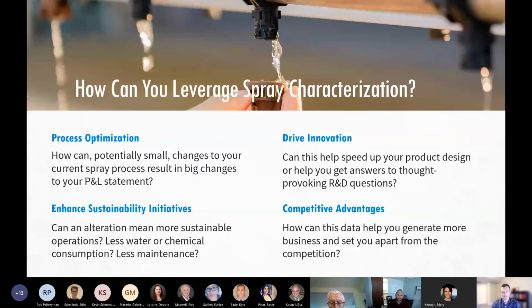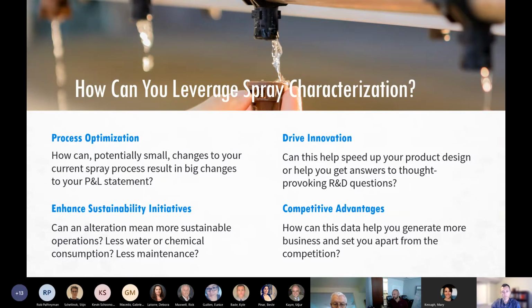Another aspect for that spray characterization is the enhanced sustainability initiatives. Many companies are looking to be as fruitful as they can with all the resources they've been given. And Spraying Systems' vision is to make sure that every drop counts. That's a very simple vision, but one that leads to that sustainability piece and ensuring that you have the right droplet size, doing the right things at the right time.